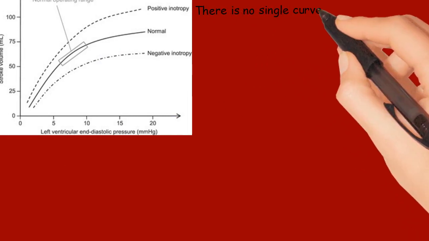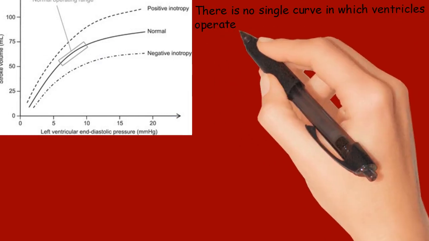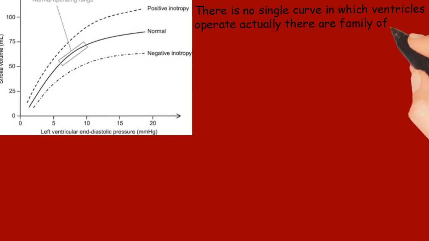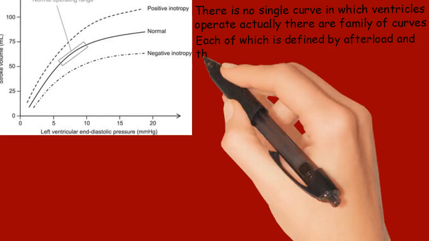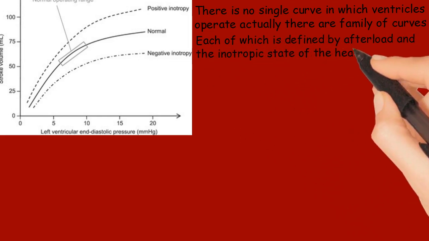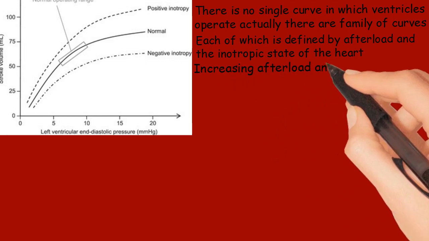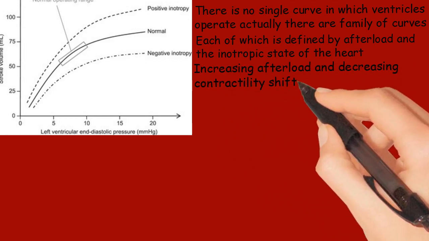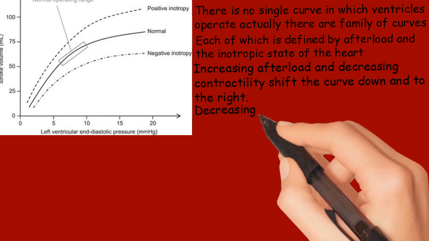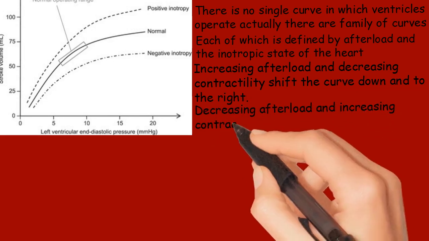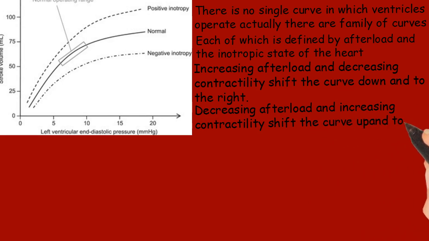Each of which is defined by afterload and the inotropic state of the heart. There is no single curve in which ventricles operate. Actually, they are a family of curves, each of which is defined by afterload and the inotropic state of the heart. Increasing afterload and decreasing contractility shift the curve down and to the right. Decreasing afterload and increasing contractility shift the curve up and to the left.